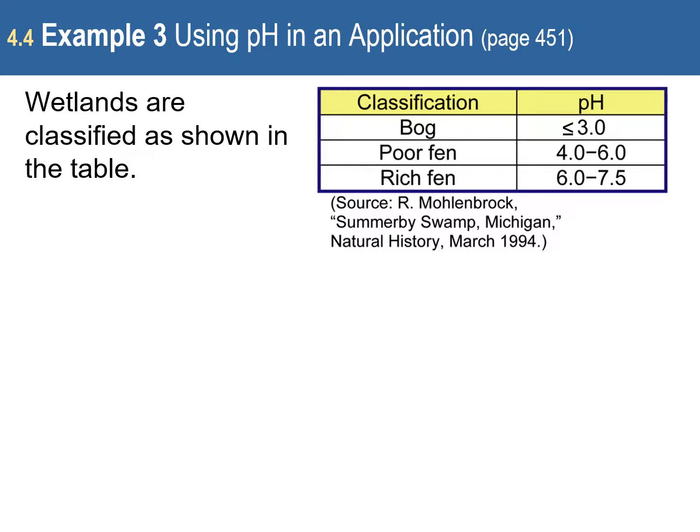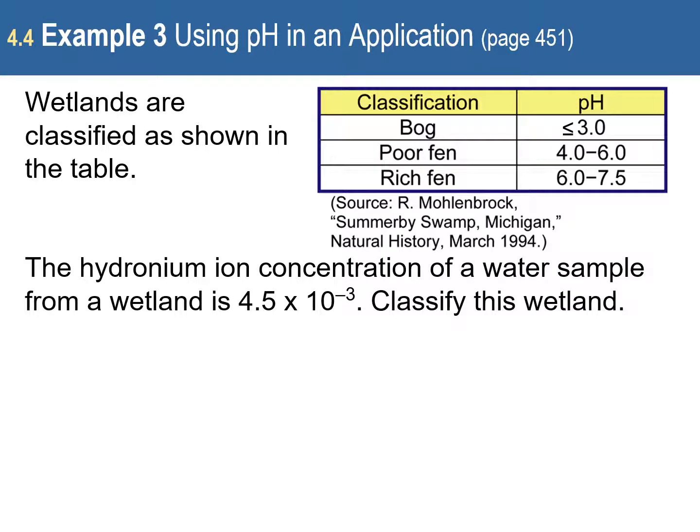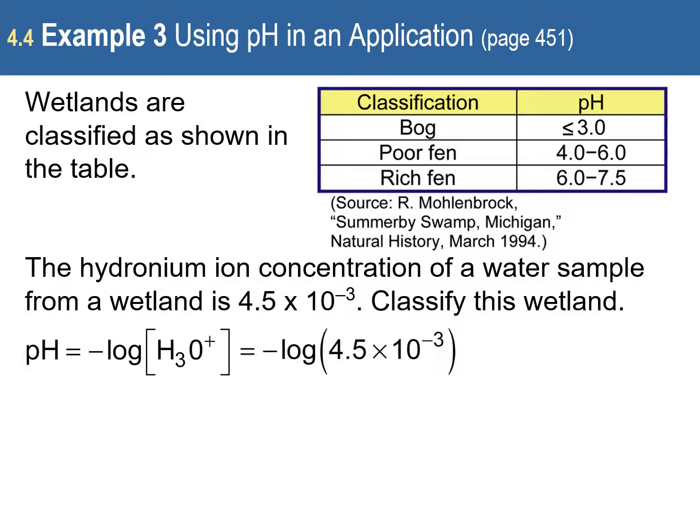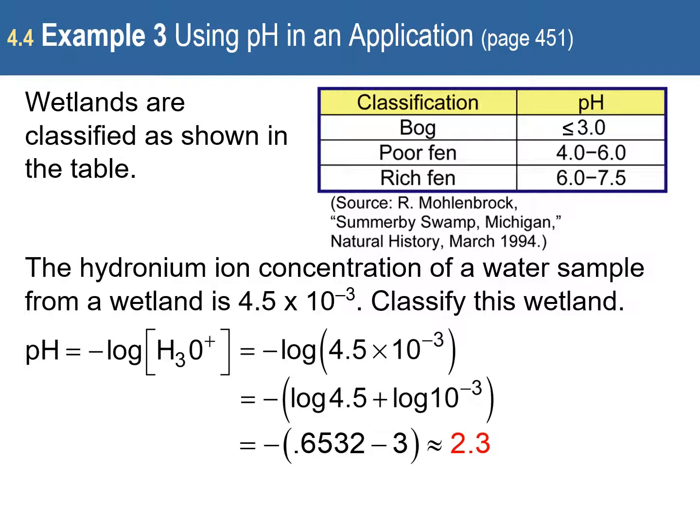Now, wetlands are classified in the table. So a bog has a pH less than 3, a poor fen is from 4 to 6, and a rich fen is from 6 to 7.5. The hydronium ion concentration of a water sample in a wetland is 4.5 times 10 to the negative 3. What kind of wetland is this? Remember, pH is minus log of the concentration of H3O+. So that's minus the log of 4.5 times 10 to the negative 3. Doing the computation, it's about 2.3. So this wetland is a bog.